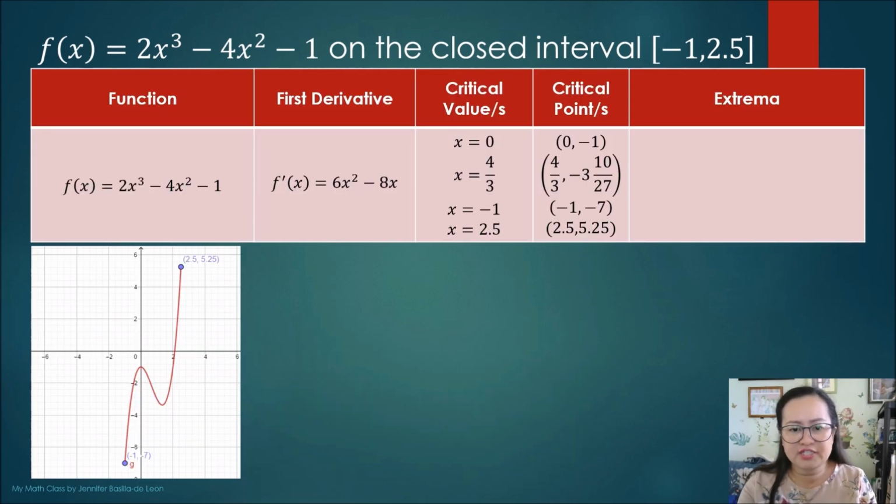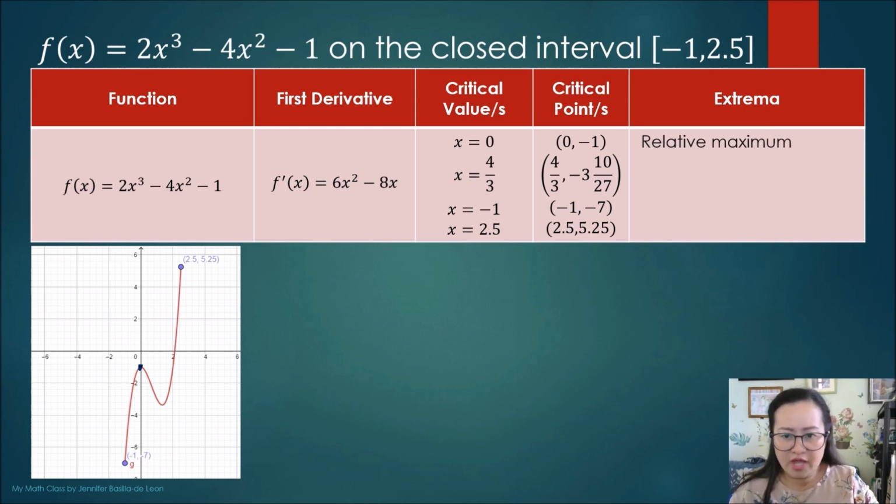So let's move on. Using the graph, we can say that, okay, since we have 0, -1, this point is higher than the points on its right and on its left, so we will have a relative maximum. Now, if we have 4/3, -3 10/27, since this is lower than the points from its right or from its left, then we can say that it is a relative minimum.